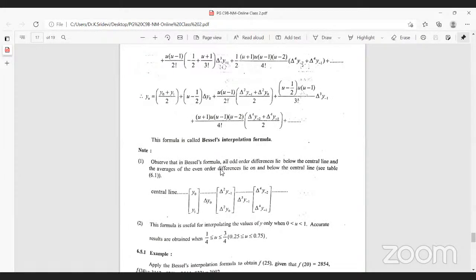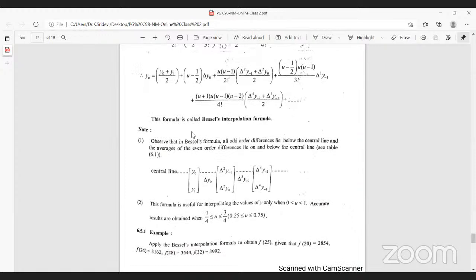Now if you observe this Bessel's interpolation formula, it is involving the average of y0 and y1. And the second term is delta y0. The third term is involving the average of delta square y minus 1, delta square y0. And the next term is delta cube y1. The next term is the average of these two, delta power 4 y minus 2, delta power 4 y minus 1.